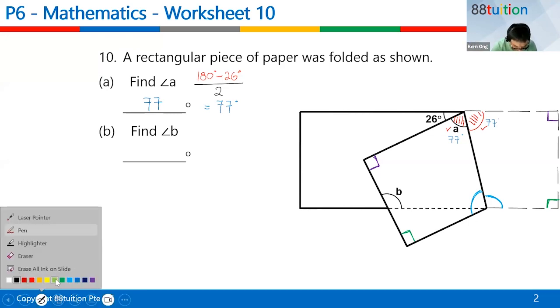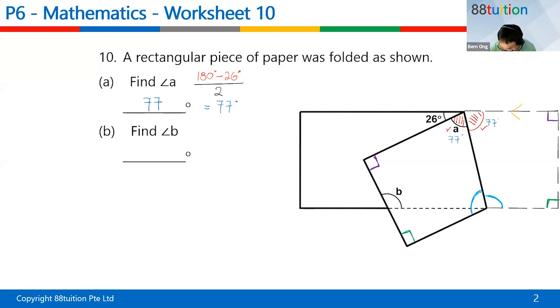Can you see that this portion is actually parallel to here because it's a rectangle, right? And these two angles are looking at each other.